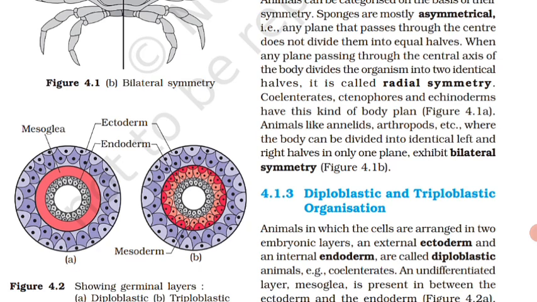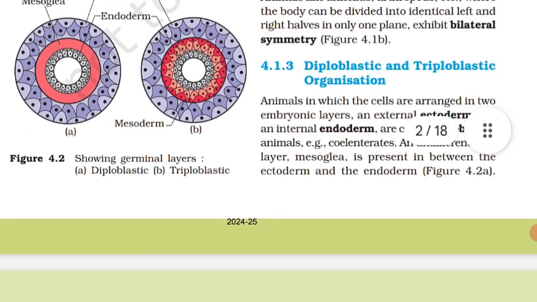Coelenterates, ctenophores, and echinoderms have this kind of body plan, which is radial. Animals like annelids, arthropods, etc., where the body can be divided into identical left and right halves in only one plane, exhibit bilateral symmetry.